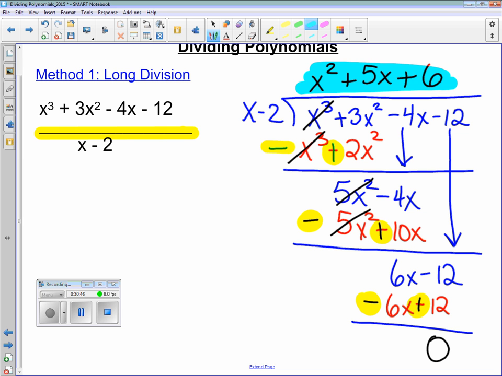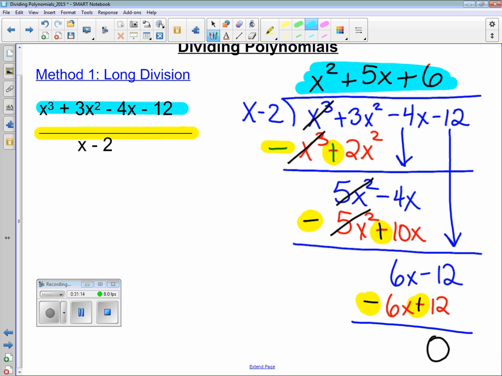We'll talk about it because you combine them. The 6x is canceled and the negative 12 and the positive 12 cancel. Now, when the remainder is 0, something special happens. This is what we say is a factor of this. In other words, if I graphed what was underneath the divide, 2 would be a 0.